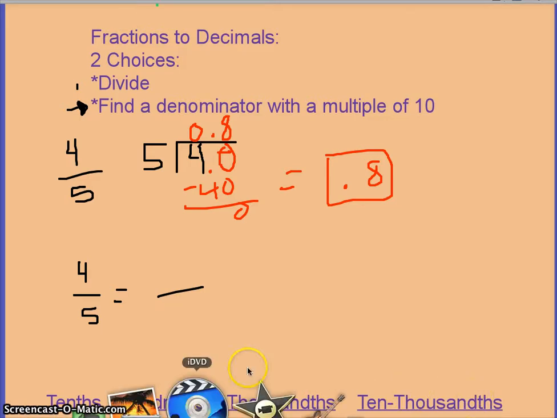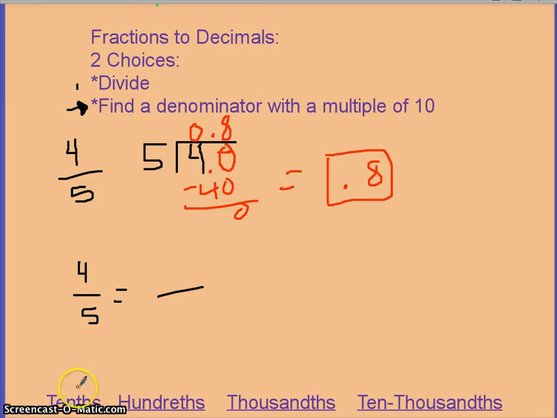The reason we do this is because if you look down here, you have your decimal. Remember, these are called the tenths spot, the hundredths, the thousandths, the ten-thousandths. That means that if we have a denominator of one of these, either 10, 100, 1,000, then all we have to do is put the numerator in that place. So let's try this. Well, we know that 5 times 2 is 10. That's a tenths place. In order to change the numerator, we have to multiply it by the same thing we do the denominator, because 2 over 2 is 1. So 4 times 2 is 8. So our equivalent fraction is 8/10.